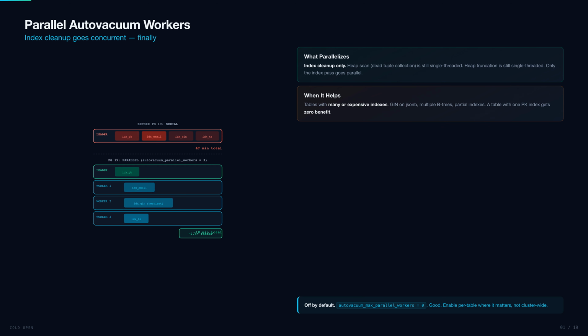Let me show you the 3 problems every PostgreSQL DBA has felt. Problem 1, no priority. Autovacuum picks tables in discovery order, not by urgency. A table with 18 million dead tuples can wait behind a table with 200. Problem 2, no visibility. You cannot see why a table was chosen or how long it will wait. Problem 3, single-threaded vacuum on large tables means one worker crawls through gigabytes while the queue grows. PostgreSQL 19 targets all 3.